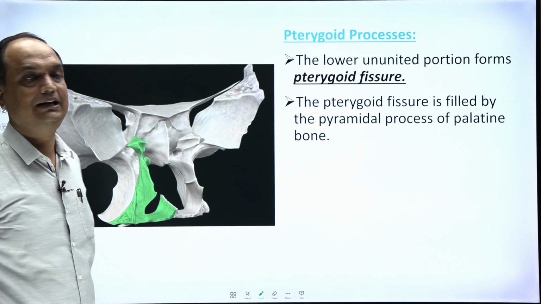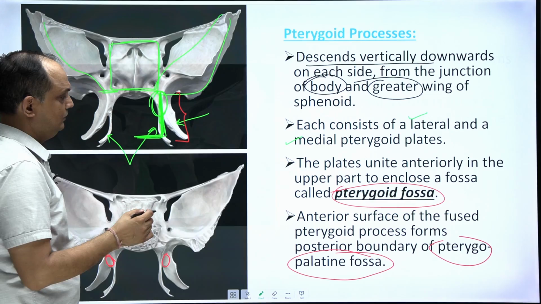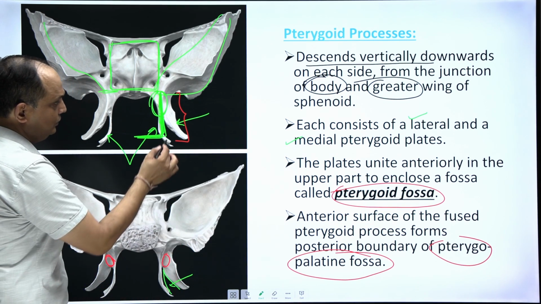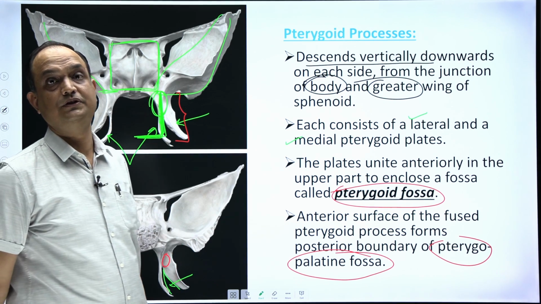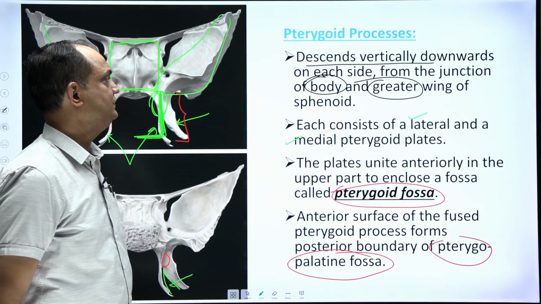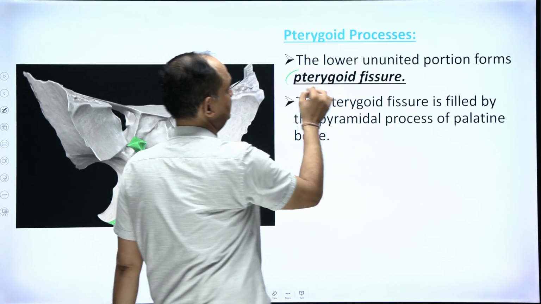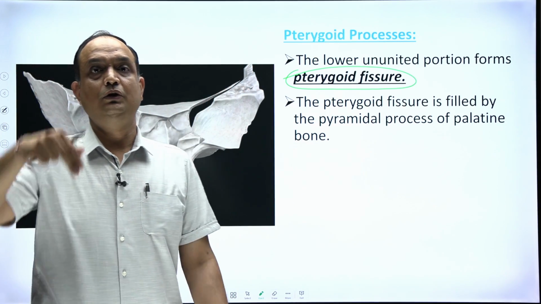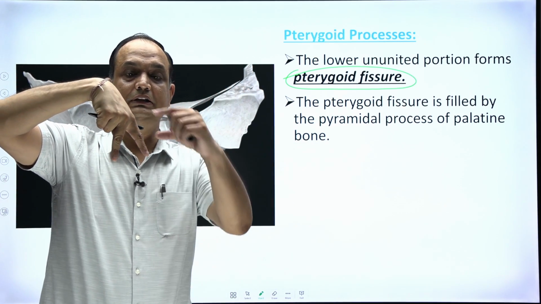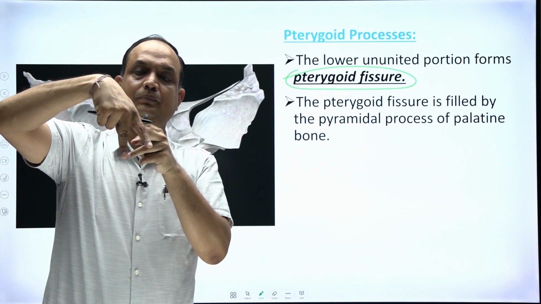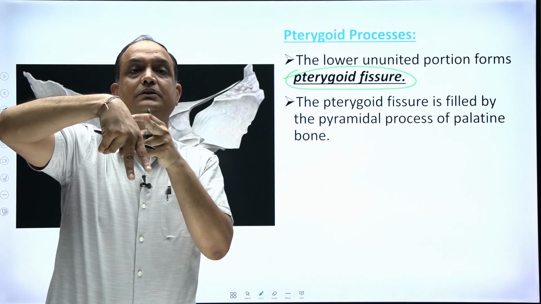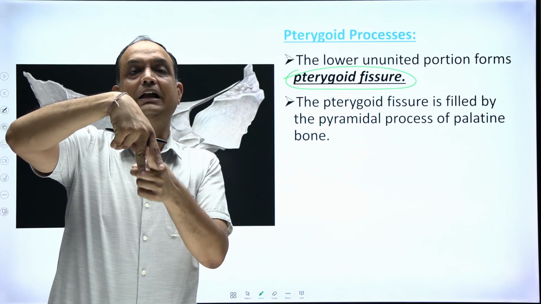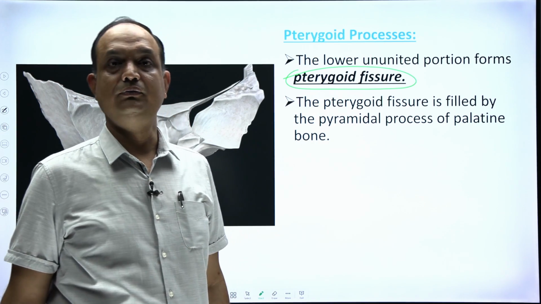Now the second thing is that this ununited lower portion is known as a fissure. What is the name of this fissure? This fissure is known as the pterygoid fissure. So the lower ununited part is known as the pterygoid fissure. So there are two plates. These two plates fuse in the upper part, and behind that fused part you have a depression known as the pterygoid fossa, and between the two unfused plates you have a gap known as the pterygoid fissure.